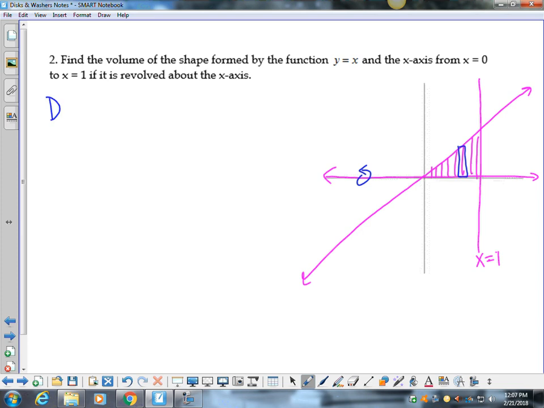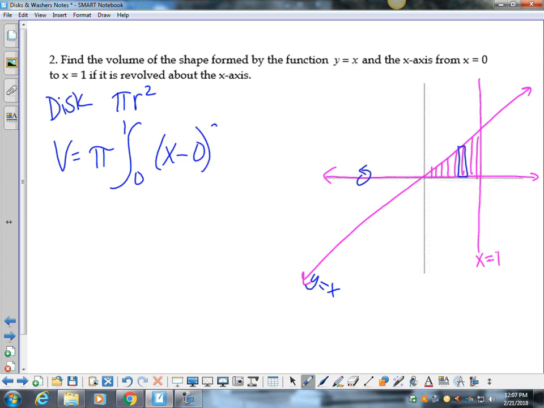This is a disc because it is a solid figure once I rotate it. There's no hole there, no gaps. So I'm pi r squared. So volume is going to be pi, integral from 0 to 1. It flat out tells me it won't always do that, but for this one it does. And then the height of my rectangle, this is the line y equals x. So the top is going to be x, the bottom is going to be 0, dx.